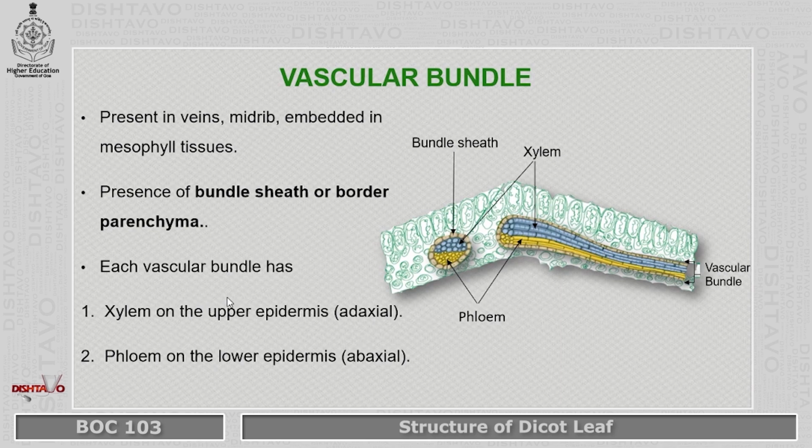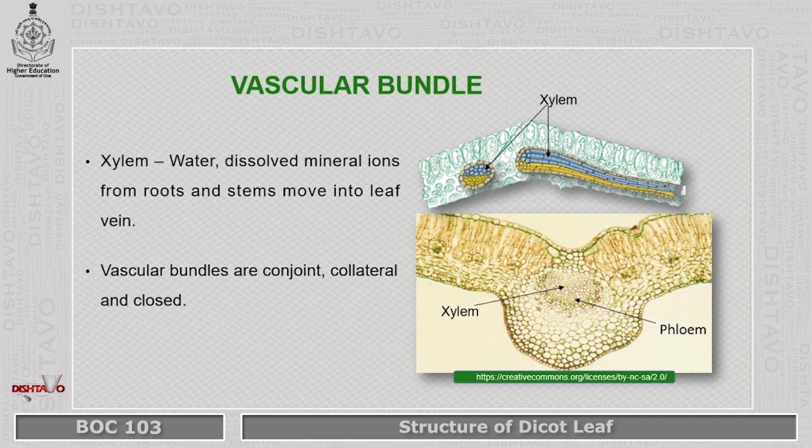Vascular bundles have xylem on the upper side and phloem on the lower side, that is towards the upper epidermis and the lower epidermis. The main function of the xylem tissue is to transport water and dissolved mineral ions from the roots to the different parts of the stem. The vascular bundle in dicot leaf is conjoint, collateral and closed. When I say conjoint, xylem and phloem are together. Collateral means xylem and phloem are on the same radii, and closed means they do not have a functional cambium.